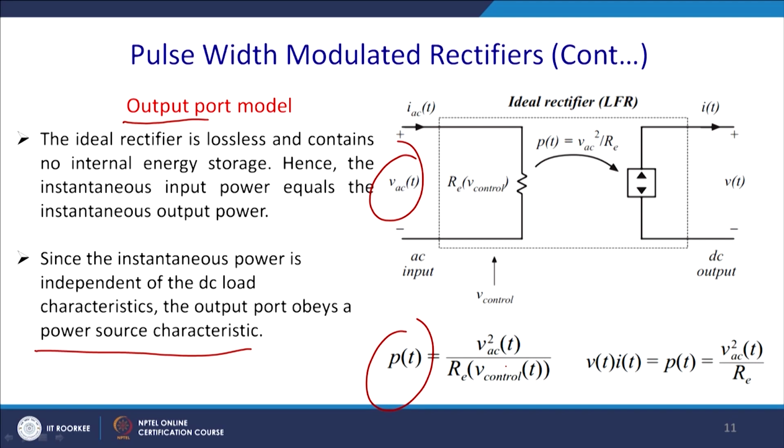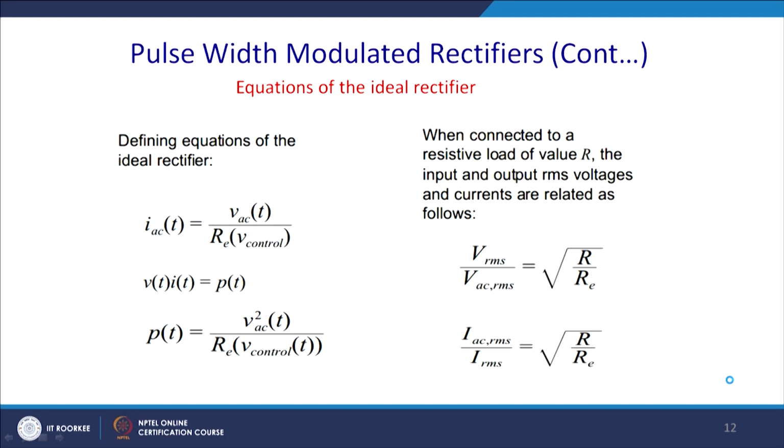So, power consumed is essentially V square by Re, where we have control over the Re, and ultimately it is Vi into Ii equal to Vo square by Re. Now, define the equations of the ideal rectifier. The ideal rectifier will assume that as if a resistive load is connected, power factor is unity, THD is 0.